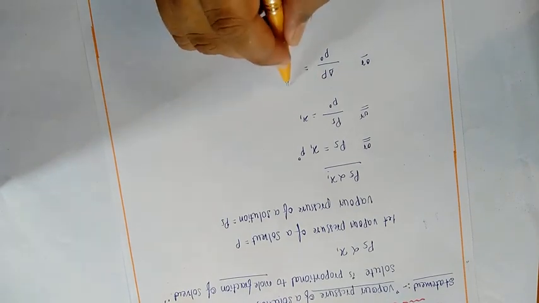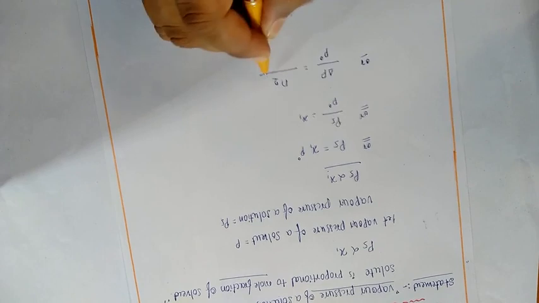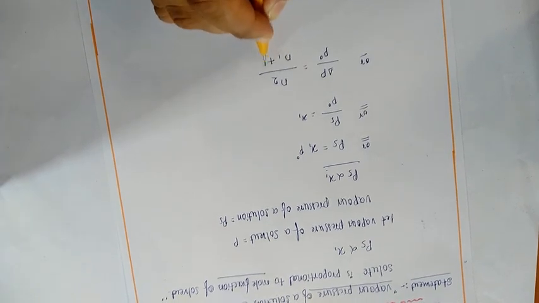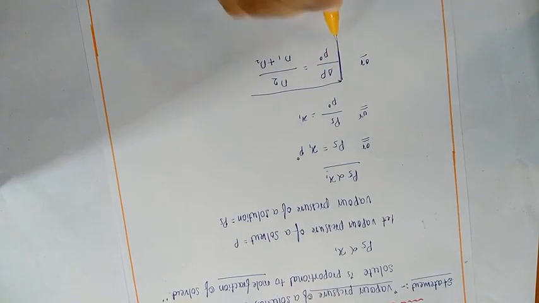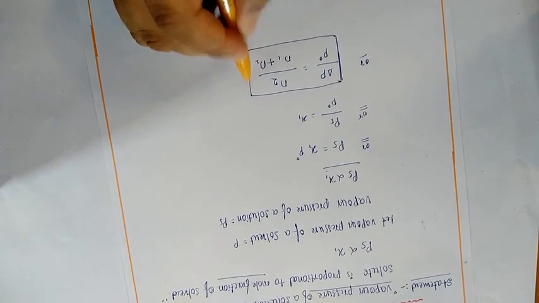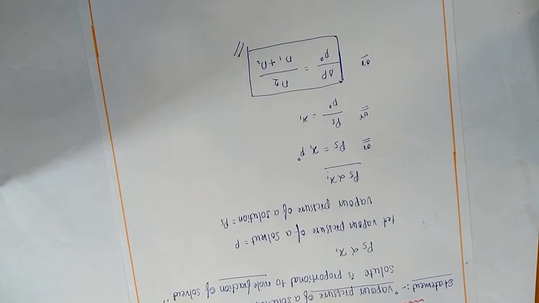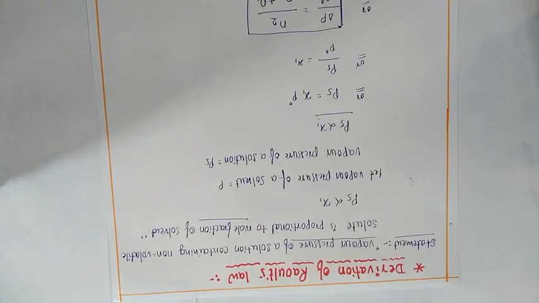You can write it like this also: N2 divided by N1 plus N2. This is the mathematical expression for Raoult's law. The application of Raoult's law is that it is used in the determination of the molecular mass of a solute.